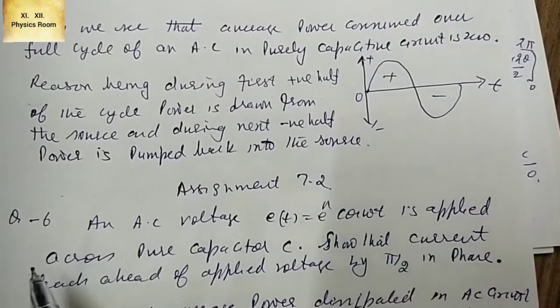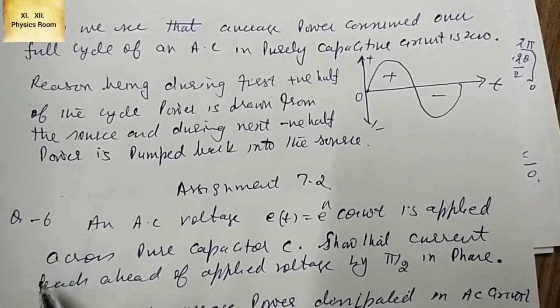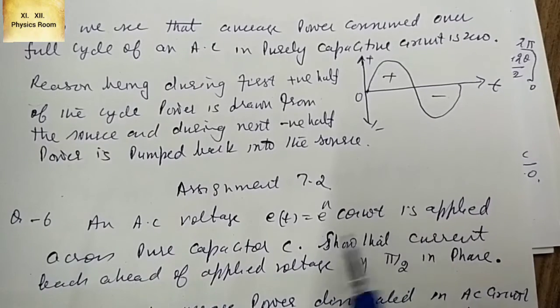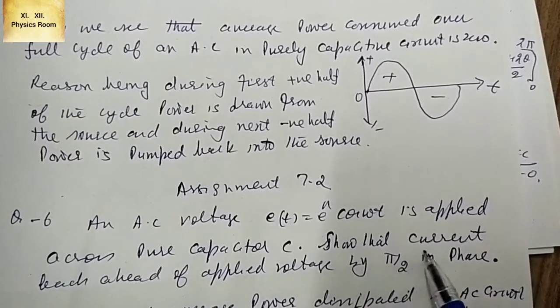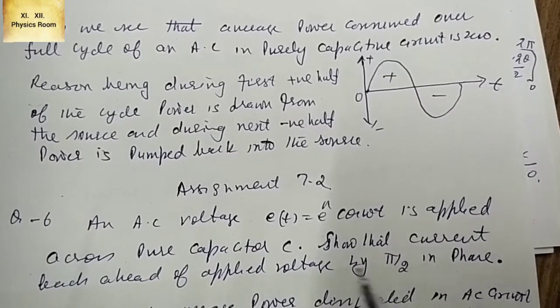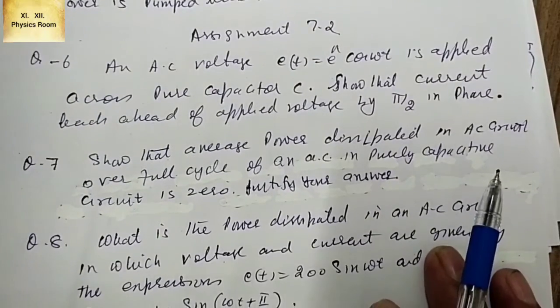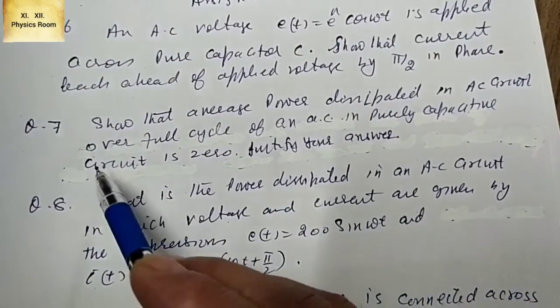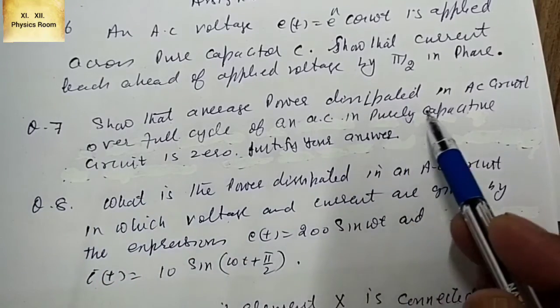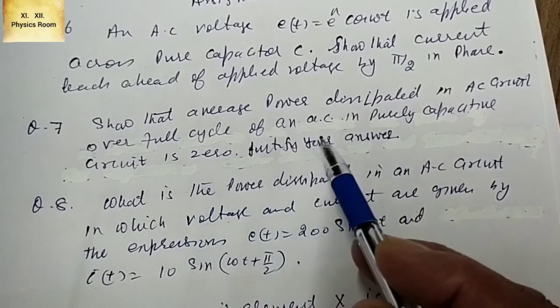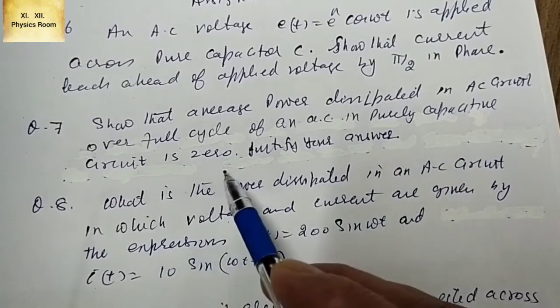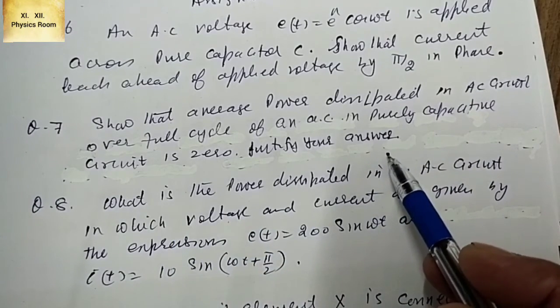Now, assignment 7.2, question number 6. We have to practice to solve numerical problems. An AC voltage E(t) is equal to E max cos omega t is applied across a pure capacitor C. Show that current leads ahead of applied voltage by pi by 2 in phase. Previously we have done with sin omega t. Now you have cos omega t. Our answers would be same. Question number 7. Show that average power dissipated in an AC circuit over full cycle of an AC in purely capacitive circuit is 0. Justify your answer.